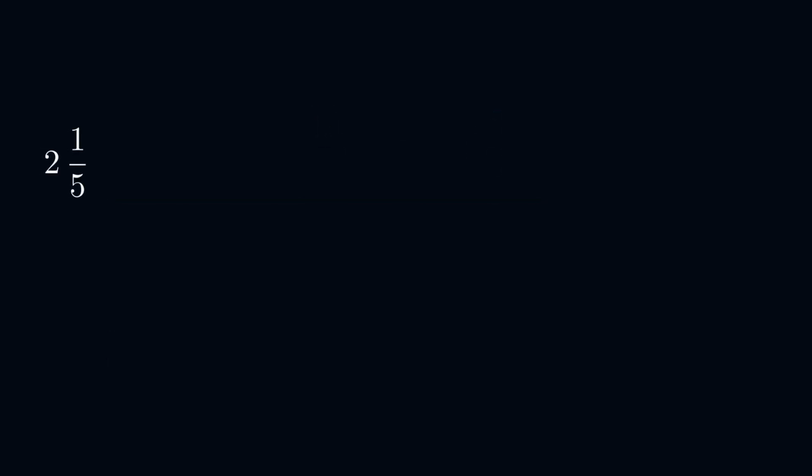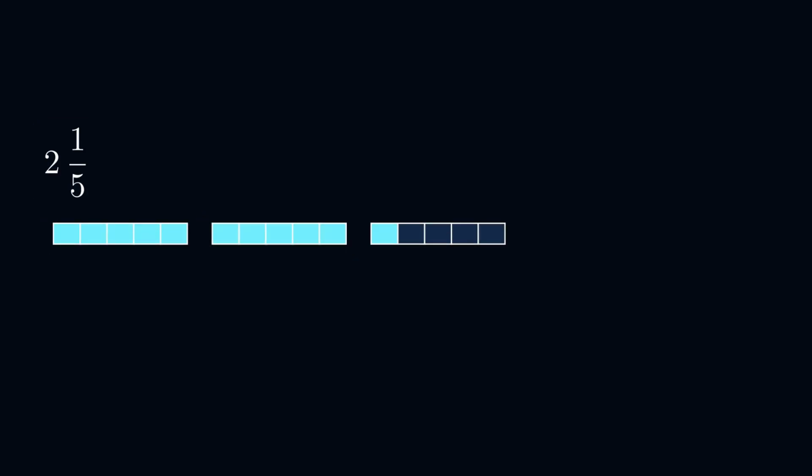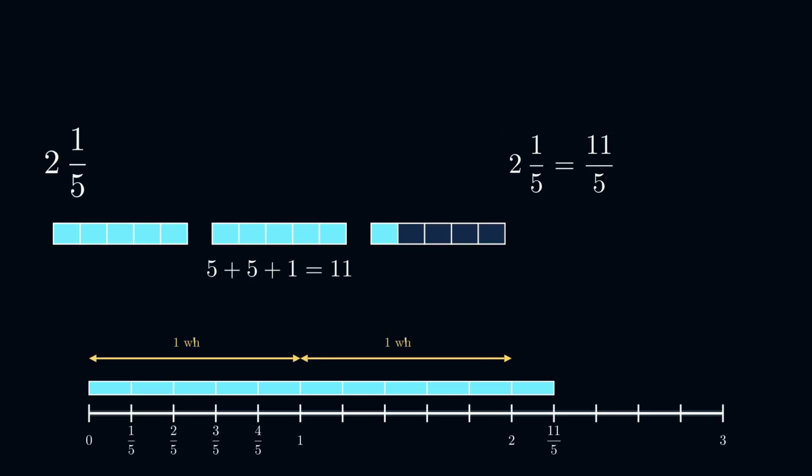Now we travel in the other direction. 2 1/5 becomes an improper fraction. 2 wholes means 2 full groups of fifths. 5/5 plus 5/5 plus 1/5. That gives 11/5. So 2 1/5 equals 11/5.